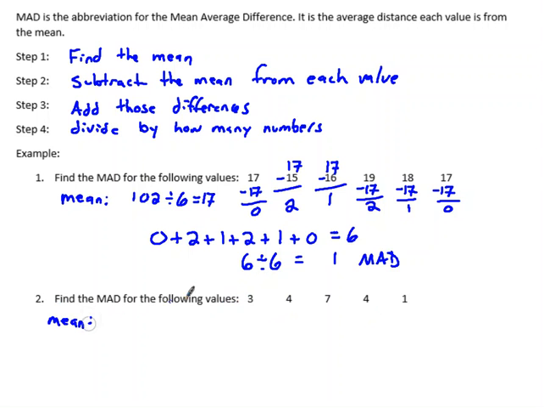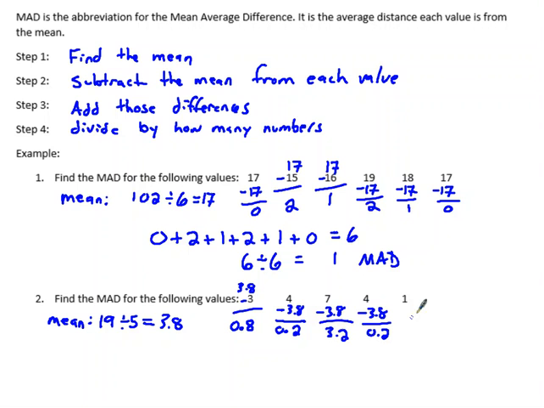Okay, our next one here, we're going to find the mean by adding these up. 3 plus 4 plus 7 plus 4 plus 1. That gets me 19. I'm going to divide by how many numbers? There are 1, 2, 3, 4, 5. 19 divided by 5 is 3.8. So now I'm going to subtract those from the values. So I'm going to do 3.8 minus 3 is 0.8. 4 minus 3.8 is 0.2. 7 minus 3.8 is 3.2. 4 minus 3.8 is 0.2. And 3.8 minus 1 is 2.8.